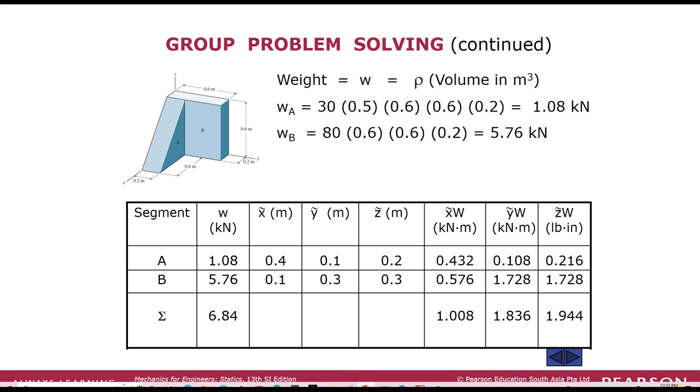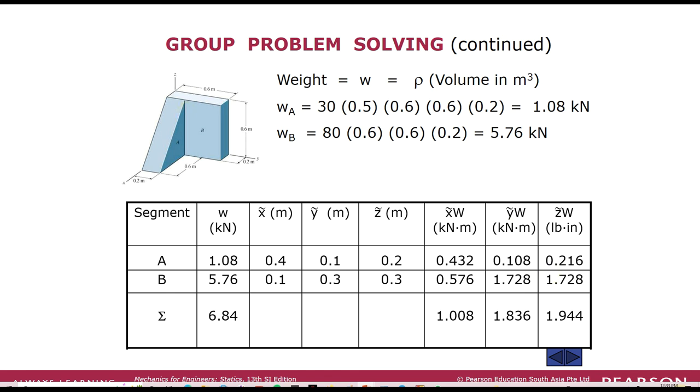So we summarize the total weight of both blocks, 1.08 plus 5.76, we get the value of 6.84 kN. Then we just summarize x times w, y times w, and also z times w. So we get the values respectively 1.08 kN, 1.836 kN, and 1.944 kN. So the summation of the weight is 6.84 kN, and the summation of x, y, and z multiplied with the weight is 1.08, 1.836, and 1.944.